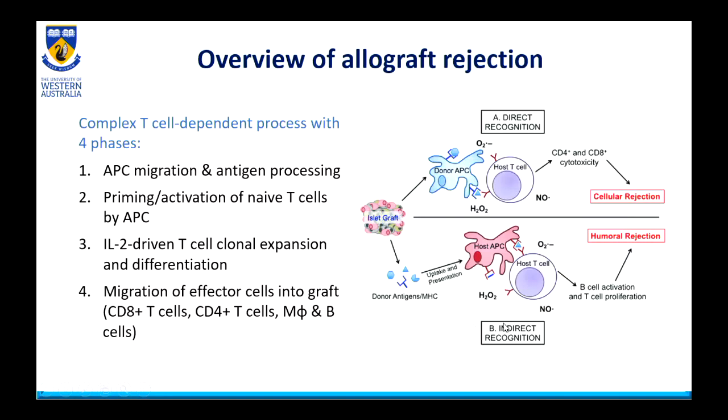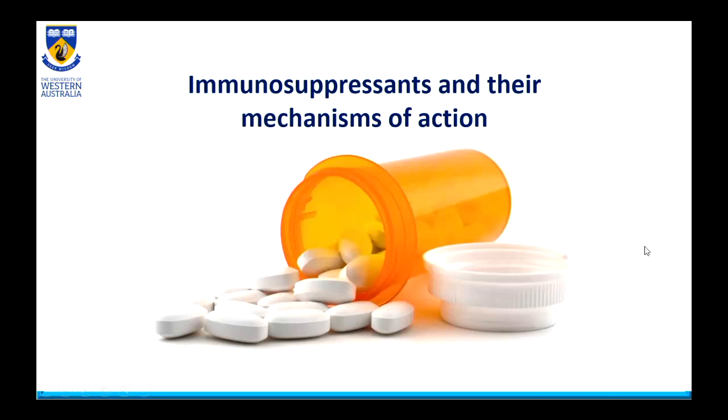Or you can have an indirect recognition, and that is where antigens are released from that donor graft, and that is then presented by the host antigen presenting cell to the T cell, and the T cell goes off and activates B cells, and you get humoral rejection. So it's mainly antibody-mediated rejection. So direct recognition, indirect recognition by either cellular or humoral responses.